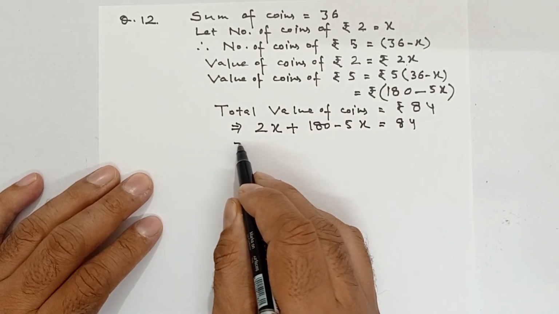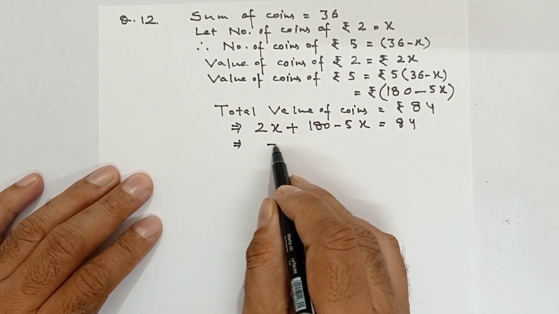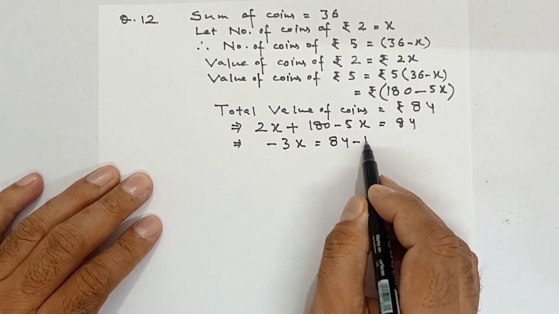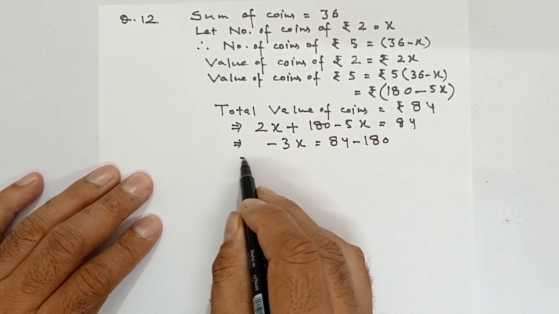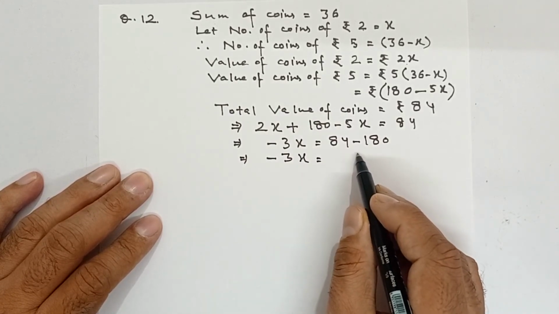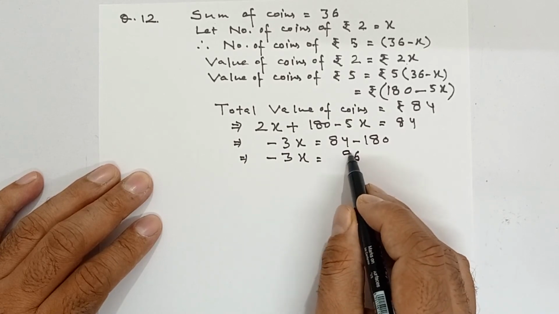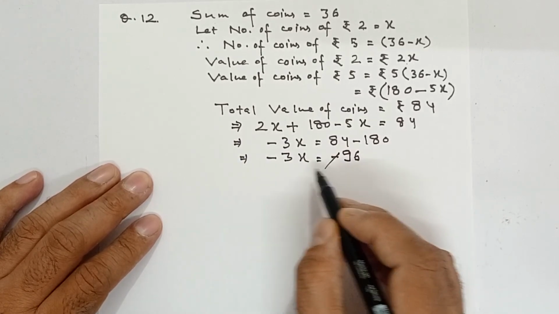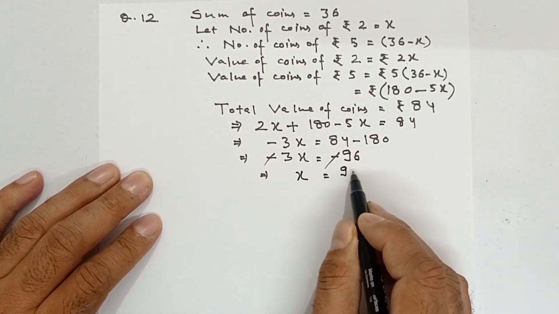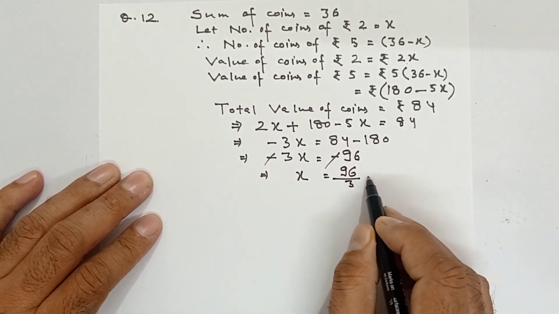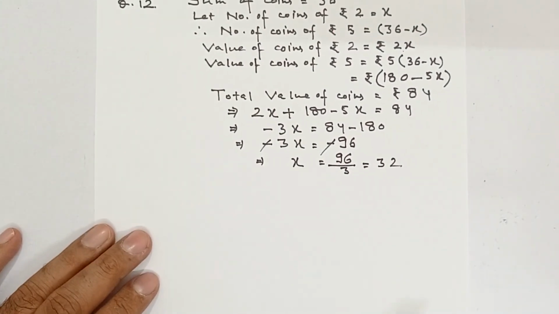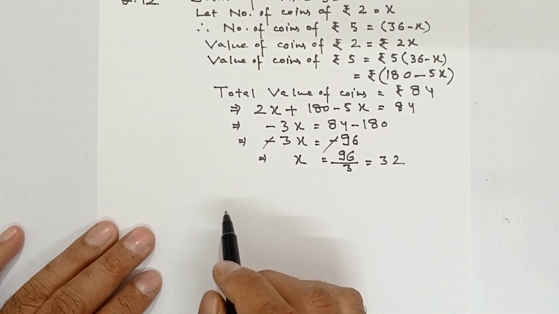Now we will solve it. 2x minus 5x is minus 3x, and 84 minus 180. So minus 3x equals: 10 minus 4 is 6, 17 minus 8 is 9, with negative sign, minus 96. Minus and minus cancel. X is equal to 96 divided by 3. 3 threes are 9 and 3 twos are 6. This is 32. Now what is asked in the question?